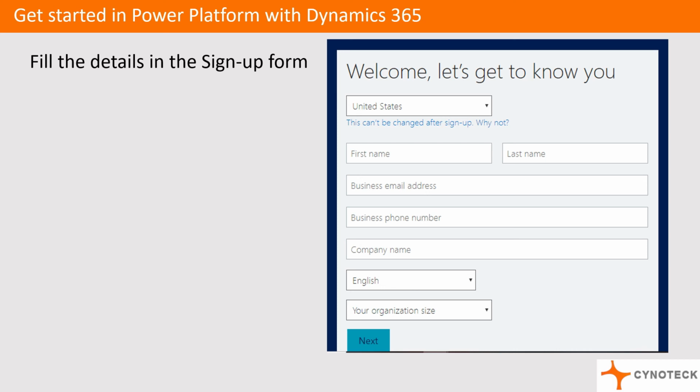Then you have to fill in the details to sign up on the form, like the country, first name, last name, your business email address, your phone number, company name, and your organization size. So fill in all the details, and then it will send a verification code to your number which you will be providing here.